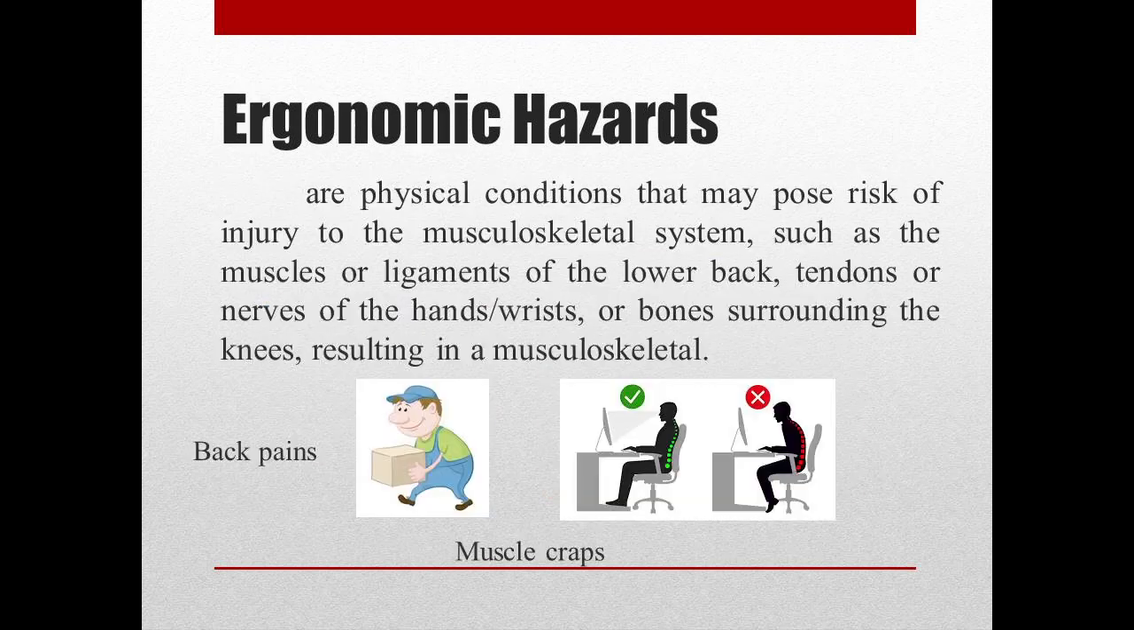Ergonomic hazards are physical conditions that may pose risk of injury to the musculoskeletal system, such as the muscles or ligaments of the lower back, tendons or nerves of the hands and wrists, or bones surrounding the knees. Improper positioning of the body while working and carrying heavy loads will result in back pains and muscle cramps.